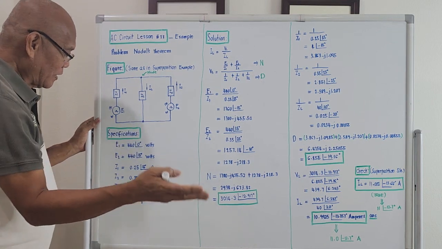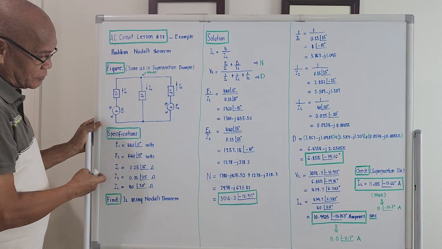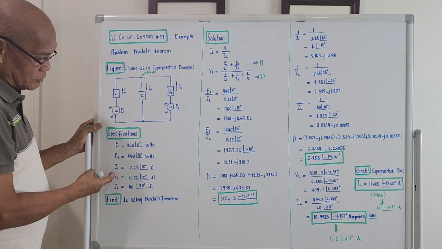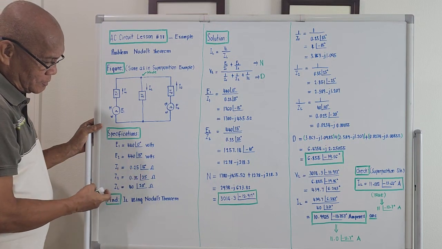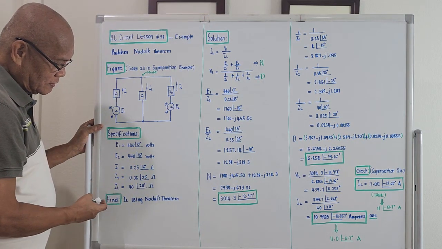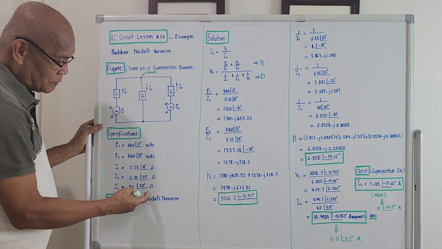Okay, let's try to bring out the specifications. E1 is 440 angle 0, E2 is 440 angle 15, Z1 is 0.25 angle 15, Z2 is 0.35 angle 25 degrees, and ZL is 40 ohms angle 20 degrees ohms.